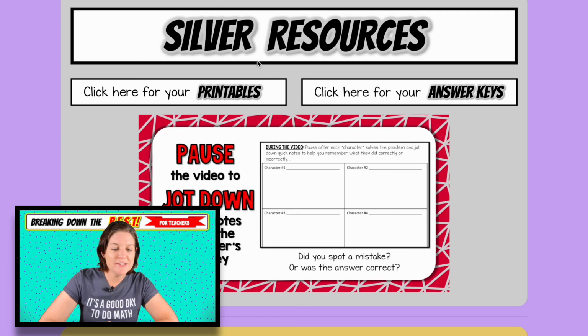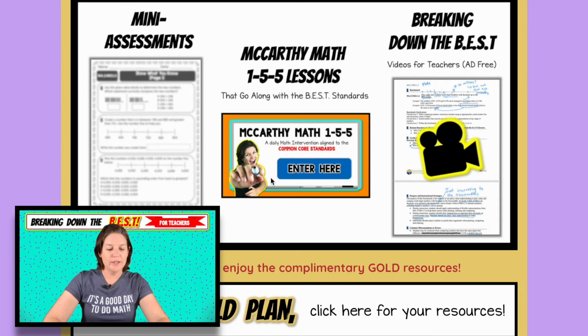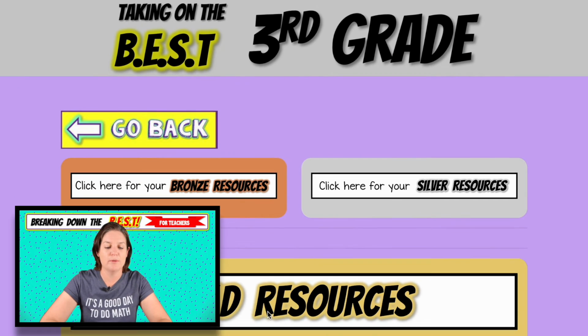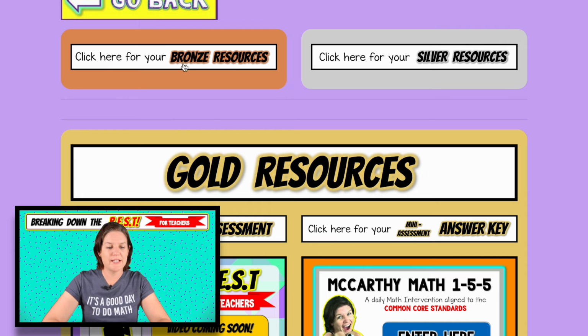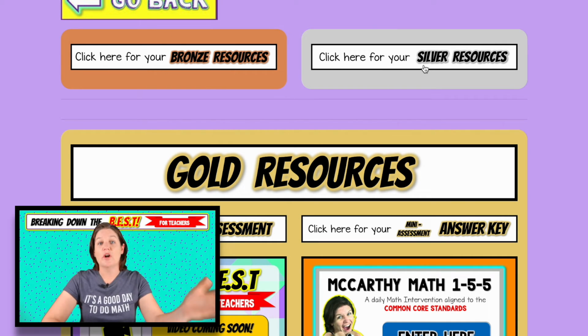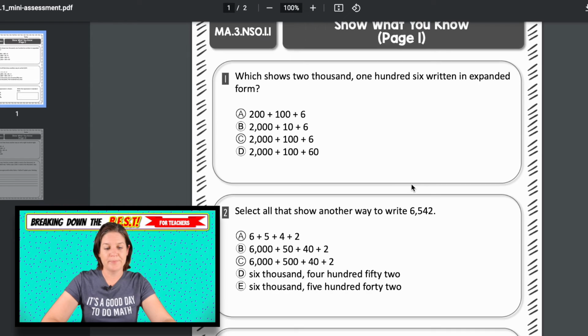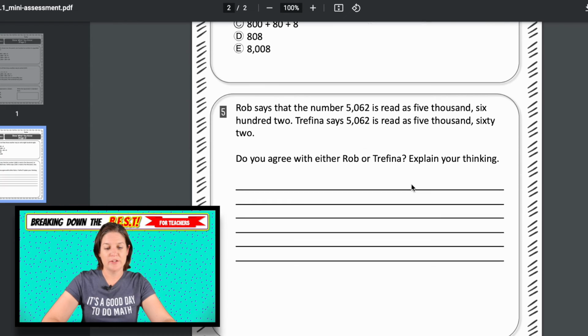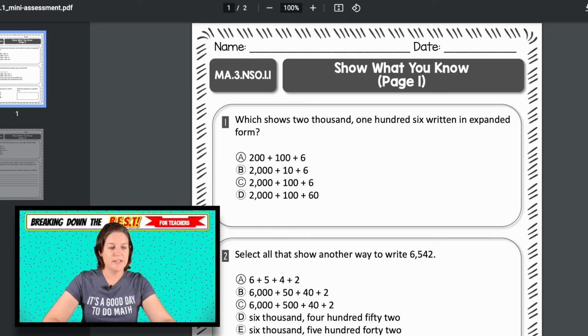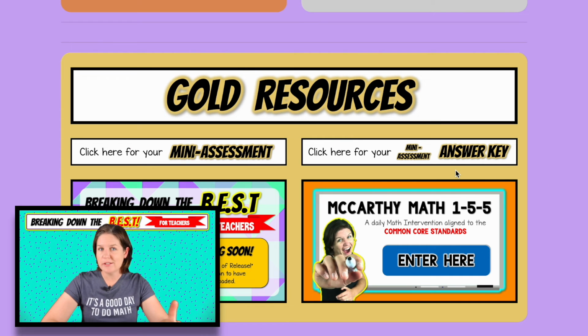Okay, so that's what you get with the silver for this standard, and then for the gold, which you all will receive because for this standard, everything is opened up for you. So if at any time you need to go back to the bronze resources, which are the video lessons, the silver resources are all the extras, and then for the gold, you get a mini assessment. Let's click that. Okay. See, it's just a little mini assessment to check their understanding. You also get the answer key there, which I'm actually not going to go over just in case you do want to use these with your students. But if you have the membership, you can check that out there, okay?